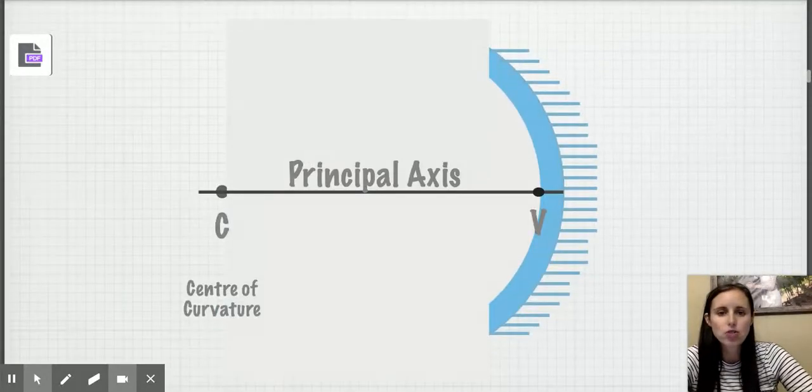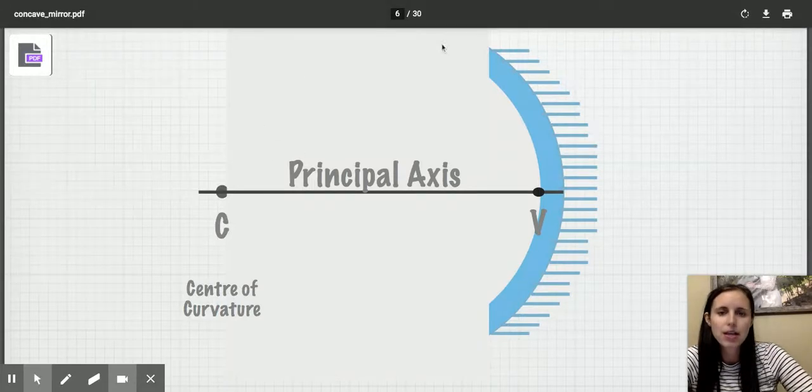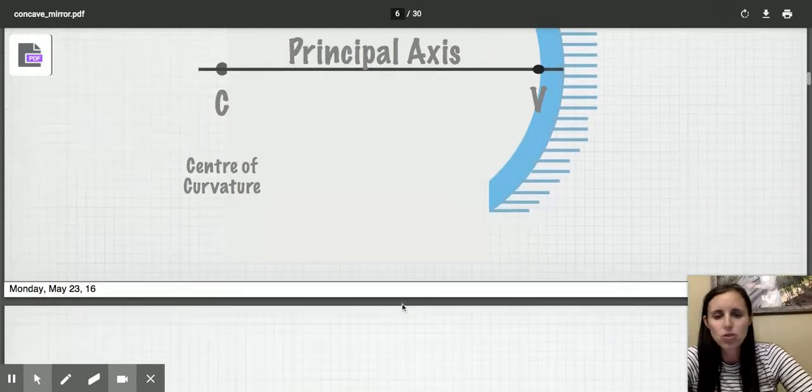So before we get too far into talking about concave mirrors, there is a label diagram that I want you to go ahead and label. It's a Google Doc. These terms are going to be really important. We're going to keep learning these terms, and there's going to be one more term that we're going to add in a second. That's going to be the focal point. So make sure you have this diagram labeled, because we are going to come back to it.